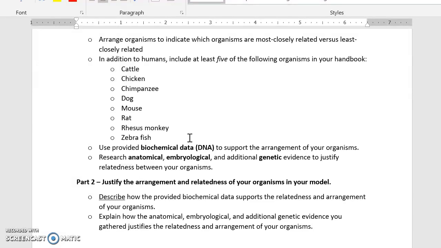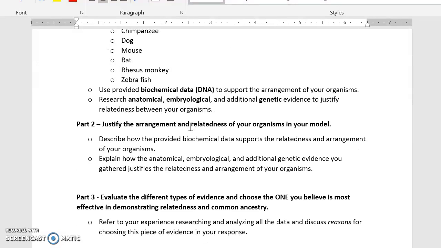All right, so part 2, you are going to justify the arrangement and relatedness of your organisms in your model. Describe how the provided biochemical data supports the relatedness. So you need to tell me how you can tell that a chimp is related to a human. Well, that's very easy. You would look at the DNA and see that most of our DNA lines up to the same DNA as a human, which means that we probably have a common ancestor.